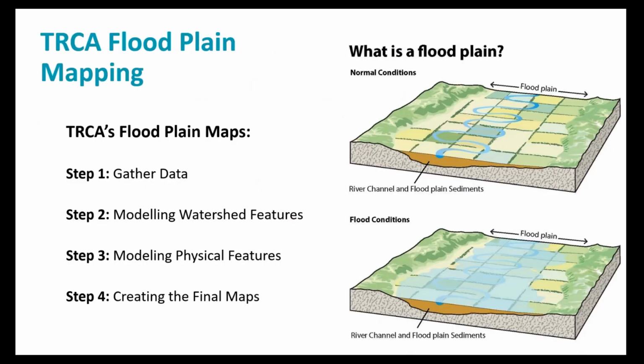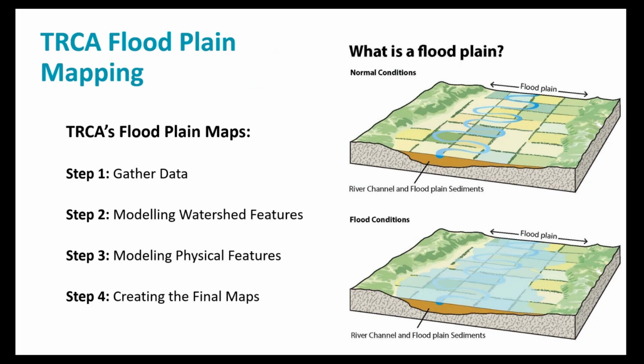One of these is TRCA's floodplain mapping systems. So to create our floodplain maps, we have 4 major steps. We gather data, we model watershed features, we model physical features within our watershed, and then we create our final maps, either in 1-dimensional or 2-dimensional planes.